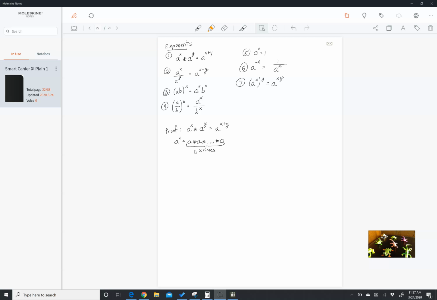And then we can do the same thing for a to the y. So a to the y is a times a, and the same thing. We don't know how many a's there are. So we're just going to say y times here. Okay. So now that we've expanded each of these, we're going to multiply them. And the idea here is that we're going to make the left side equal the right side. Okay, so we're starting on the left, and then we'll move on to the right.